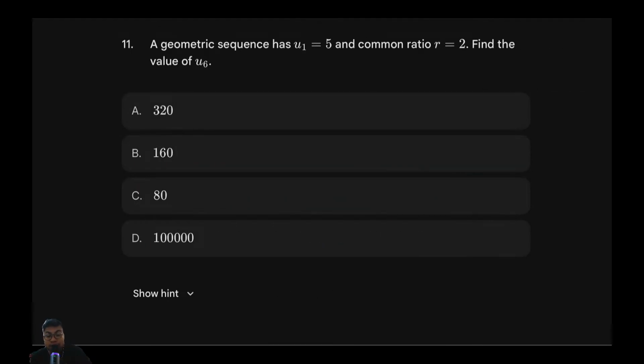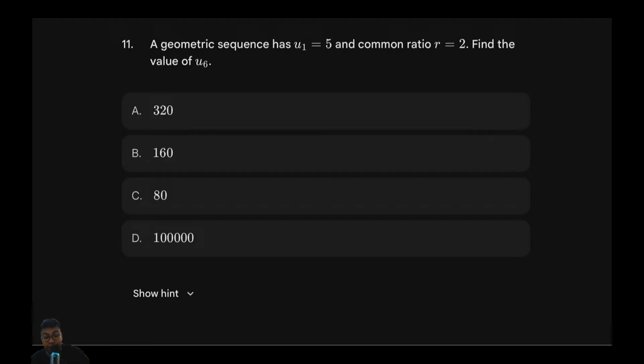For the next questions, 11, they're saying a geometric sequence has u1 equal 5 and the common ratio r equal 2. Find the value of u6. Let me tell you what a geometric sequence is.